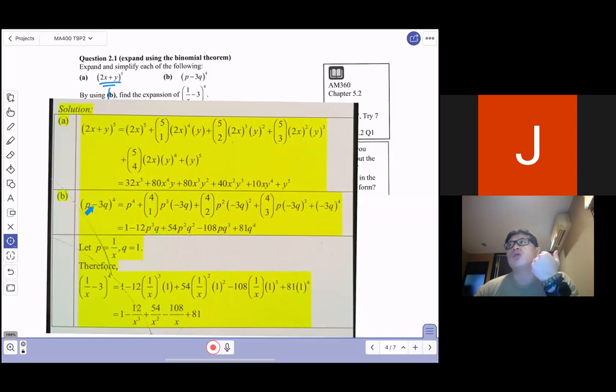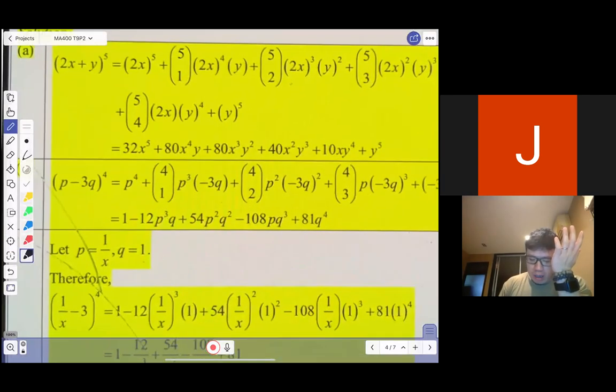What if it's a minus sign? Some people might ask. So very simply, just absorb the minus sign into your B. So in this case, treat this as your A and treat this whole portion here as your B, which means your B is minus 3Q in the formula.